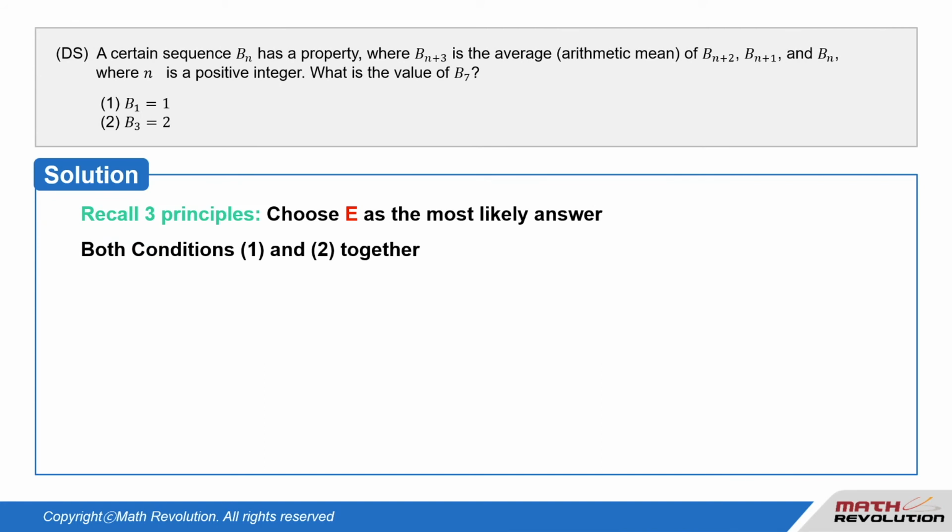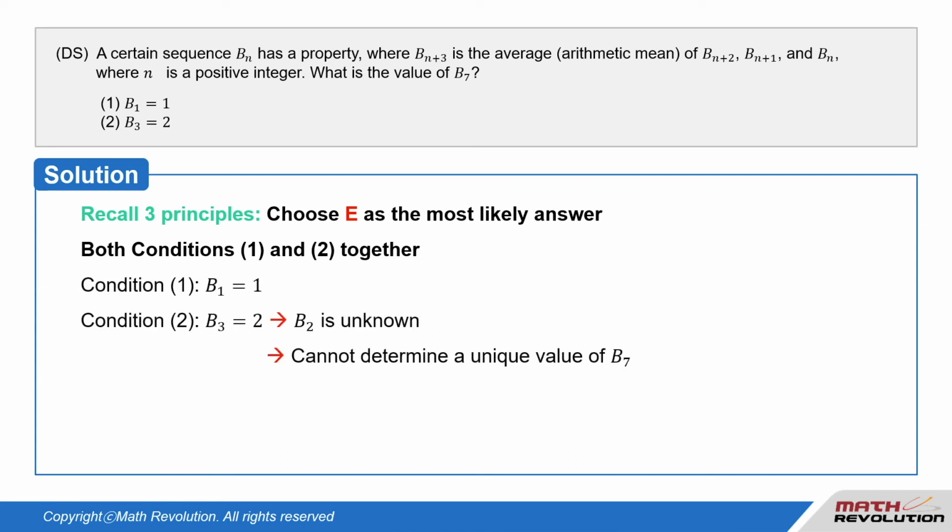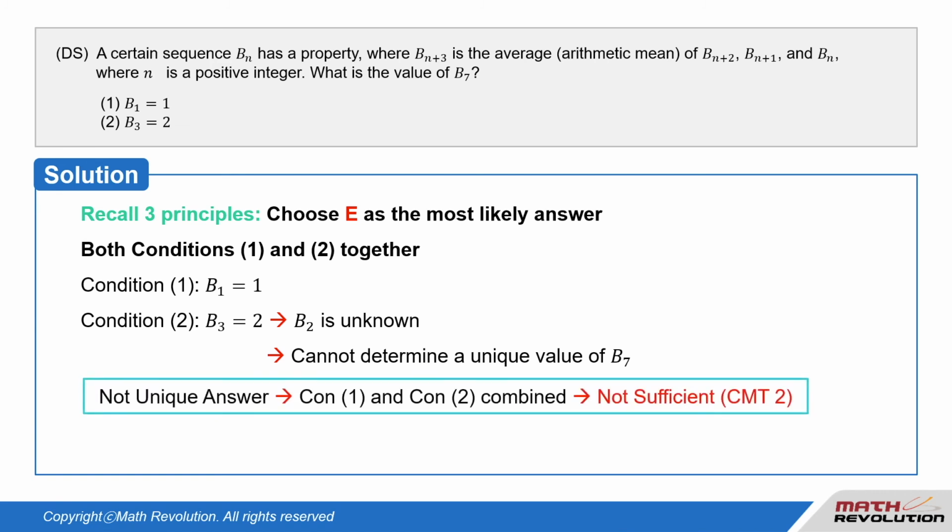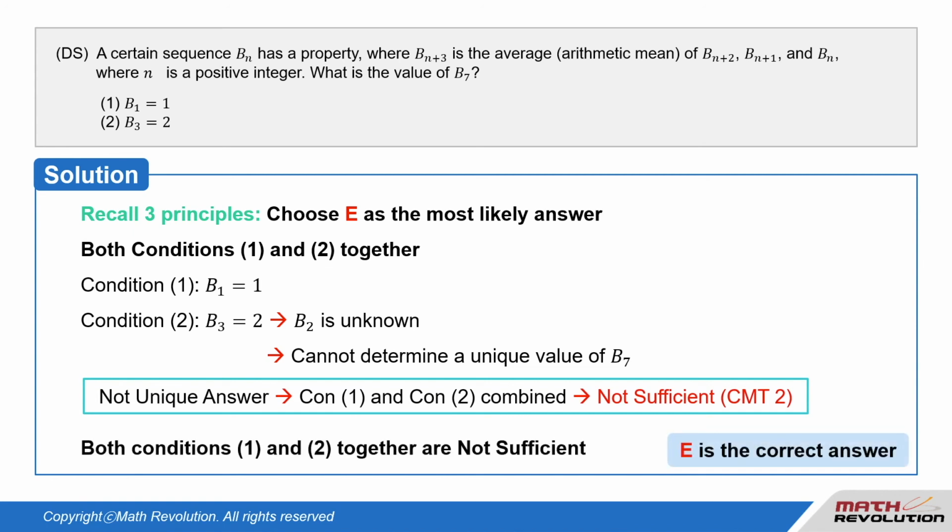Let's take a look at both conditions 1 and 2 together. Both conditions 1 and 2 together tell us that B of 1 equals 1 and B of 3 equals 2. However, since we don't know B of 2, we cannot determine the unique value of B of 7. Therefore, the conditions combined are not sufficient by CMT2, which states that the number of answers must be 1. Both conditions 1 and 2 together are not sufficient. Thus, E is the correct answer. Answer E.